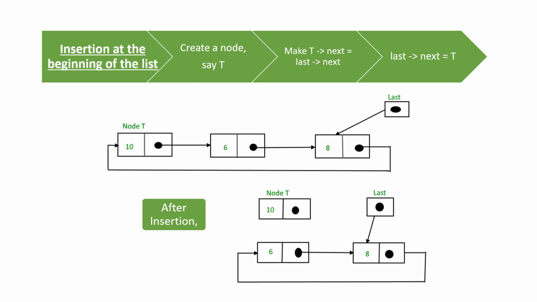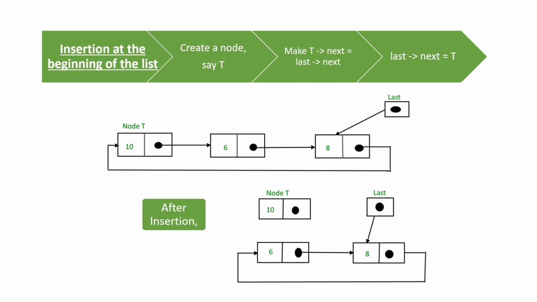The diagram after insertion is given first. That is, originally the list has nodes 6 and 8. Now we are going to insert a node T, which is the node 10. First, the next pointer of the last node, that is 8, points to the node 6. That is the initial diagram. And now we are going to insert node 10, that is T, at the beginning of the list. And now the node T is inserted at the beginning. That is the first diagram.